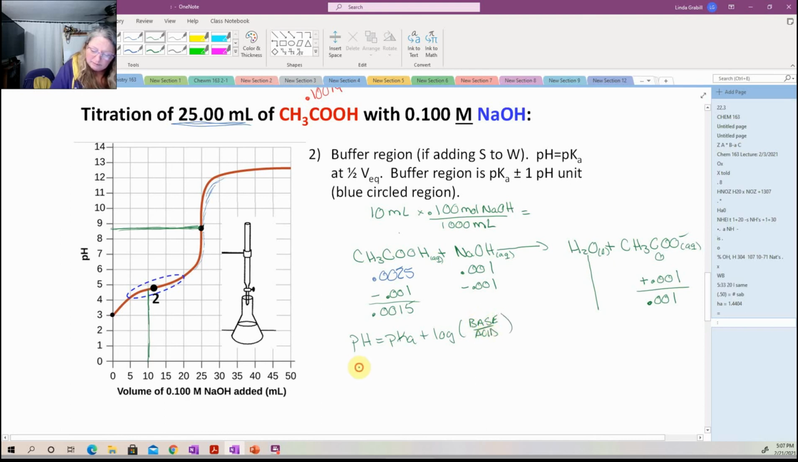What does this give me? So my pH, then, my pKa, that's not changing. This is still 4.77. So I can still use it, plus the log of my base over my acid. So my base is this 0.001 and my acid is 0.0015. And so let's see, what do we get?